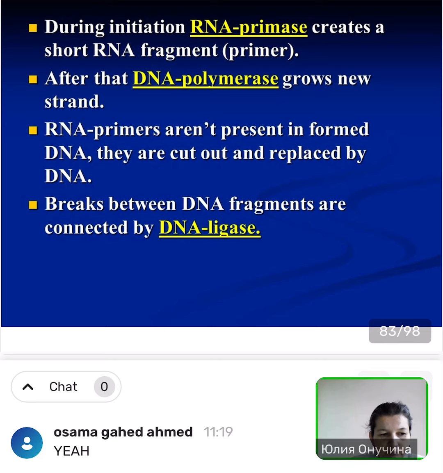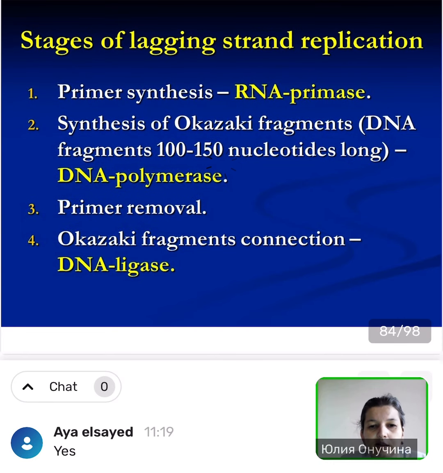Can I change the slide? Stages of replication. The first, synthesis of primer. The second, synthesis of Okazaki fragments. It's for the lagging strand, yes. After that, the primer must be removed by endonuclease, and after that DNA ligase will connect the Okazaki fragments.